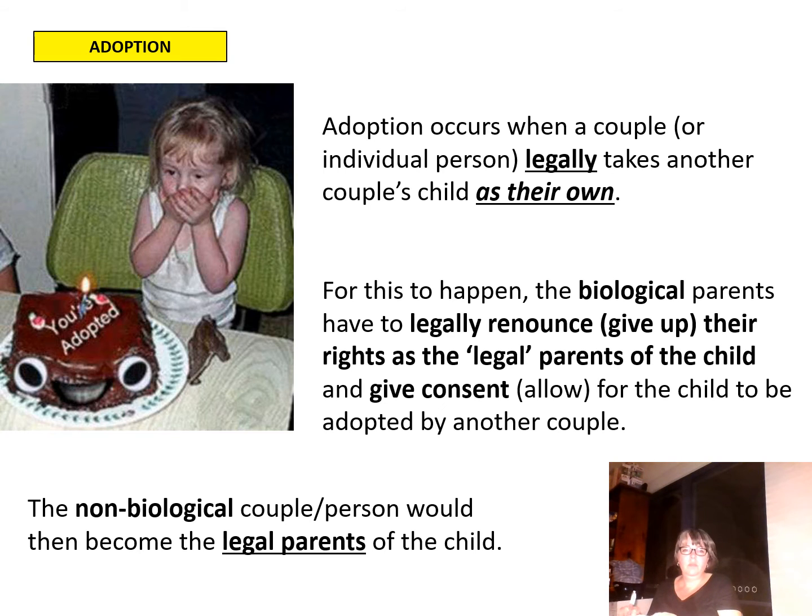Adoption. Oh, that means we're getting close to the end. Adoption occurs when a couple or individual person legally takes another couple's child as their own. For this to happen, the biological parents have to legally renounce, give up their rights as the legal parents of the child and give consent, allow for the child to be adopted by another couple. The non-biological couple or person would then become the legal parents of the child. I'm pretty sure everyone's comfortable with what adoption is, but just know that the biological parents do have to sign documents which give away their legal rights as parents and give consent for the child to be adopted.